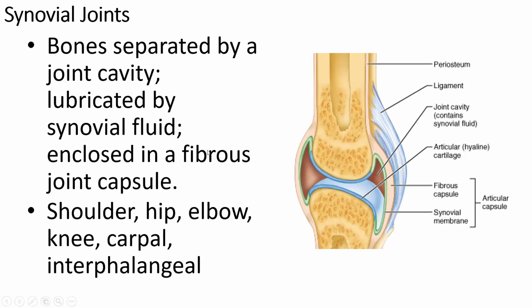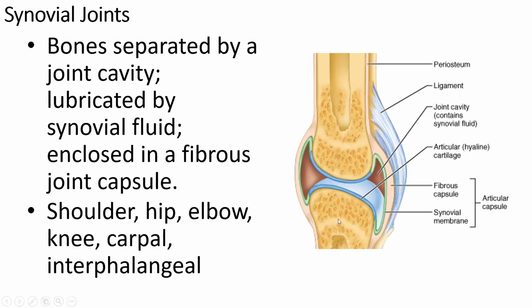So here we see two phalanges coming together, and there's the cavity in here. The blue stuff is the hyaline cartilage covering the ends of the bones so they don't rub together, because rubbing together causes friction, and friction causes inflammation, and inflammation causes pain. We don't like pain. The green layer here is what we call the synovial membrane that makes the fluid in here.